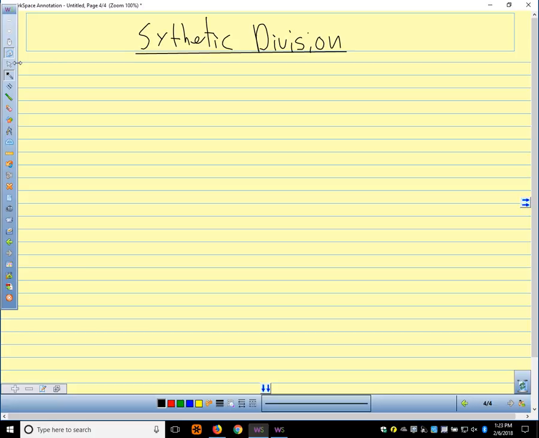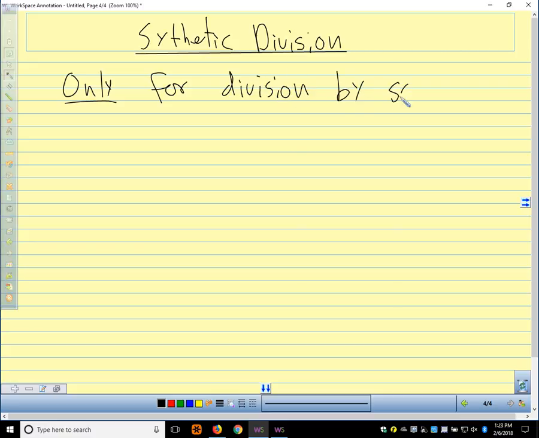The thing about synthetic division is that it works only for division by something like x minus c, where c is a number.